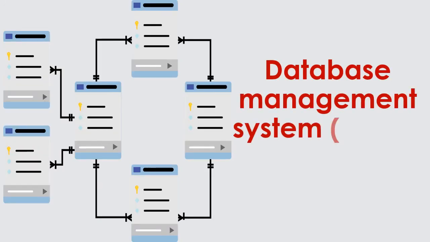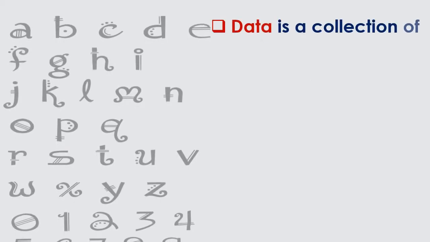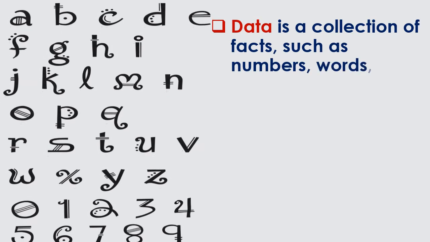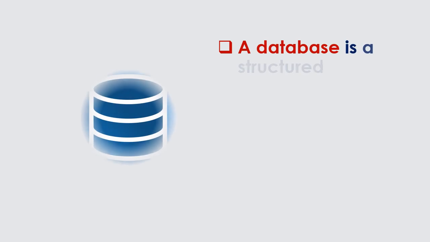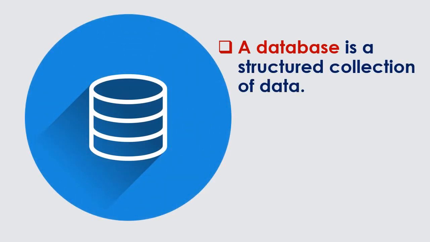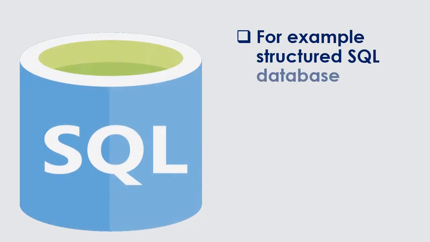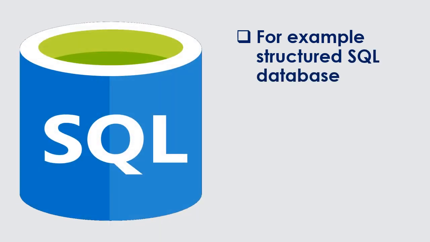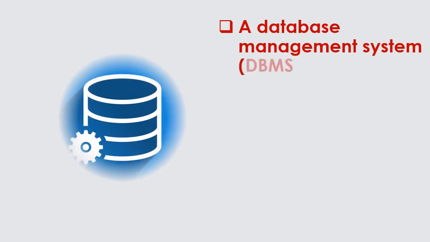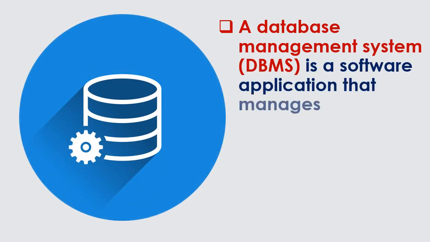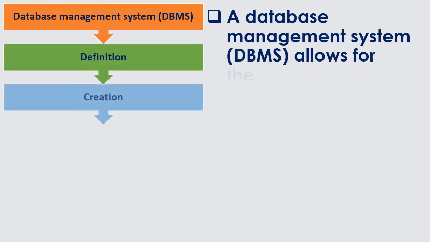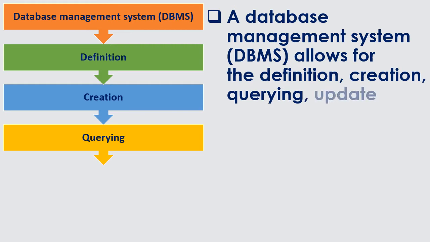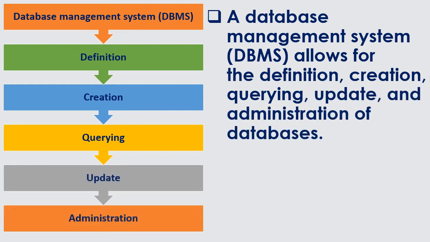Database Management System, DBMS. Data is a collection of facts, such as numbers, words, measurements, observations, or just descriptions of things. A database is a structured collection of data. For example, a structured SQL database. A database management system, DBMS, is a software application that manages databases. A DBMS allows for the definition, creation, querying, update, and administration of databases.